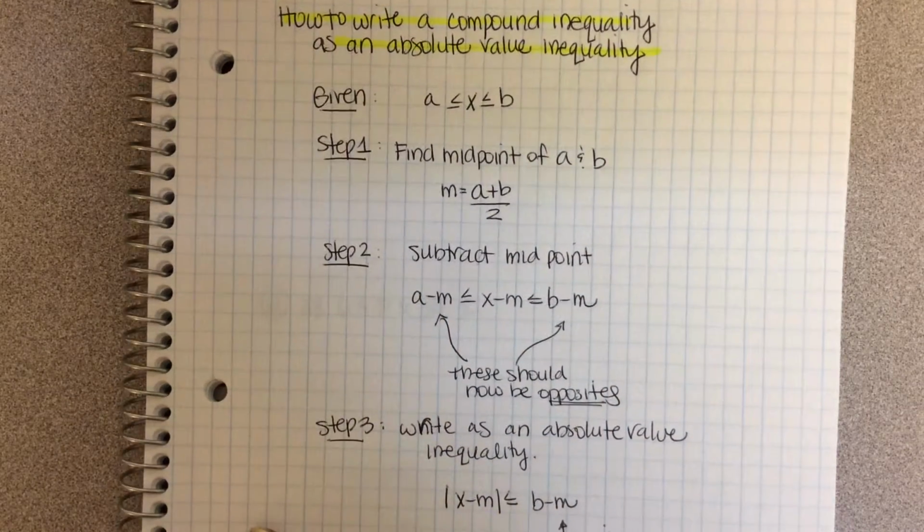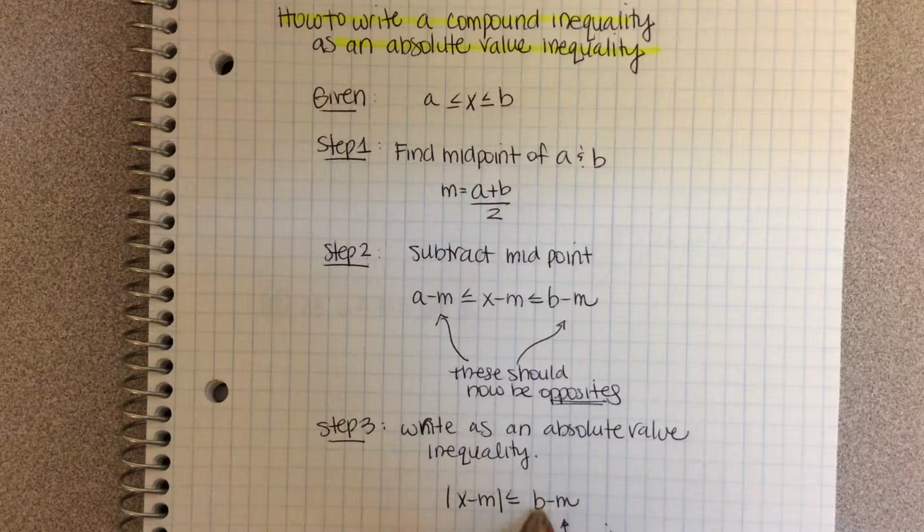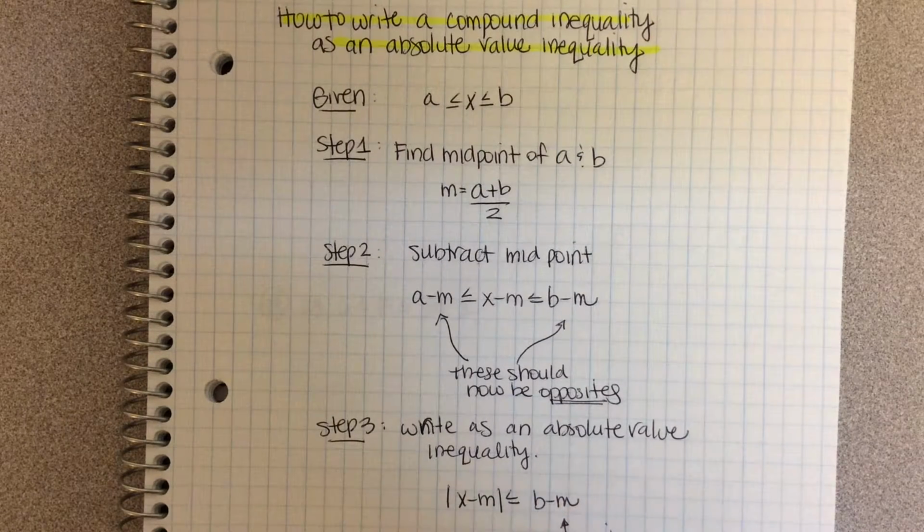So then your final step would be, well, then the absolute value of x minus my midpoint has to be less than or equal to the positive half, my b minus my midpoint.